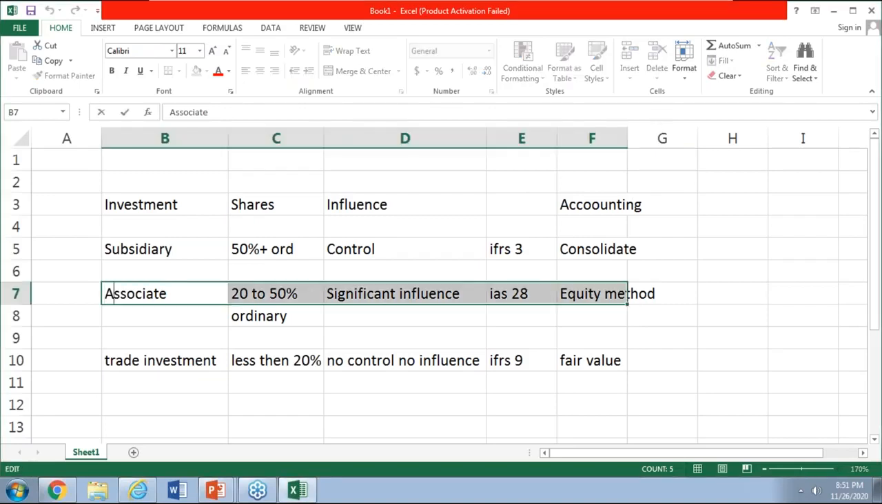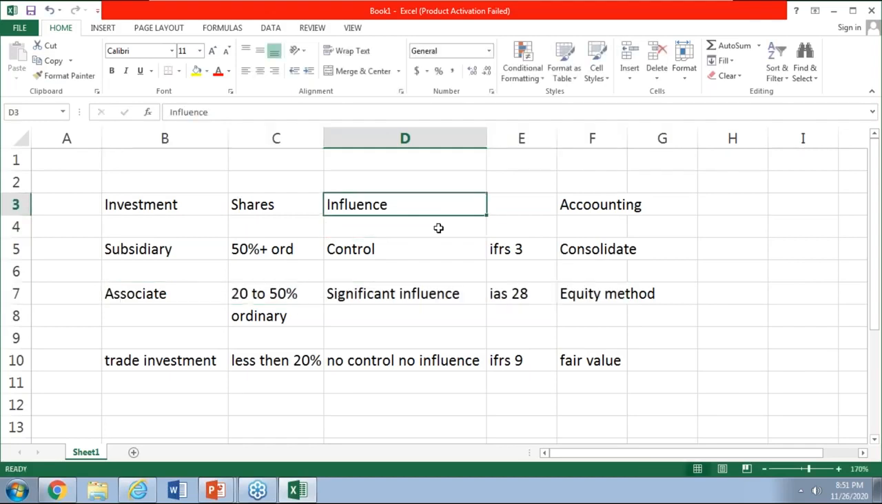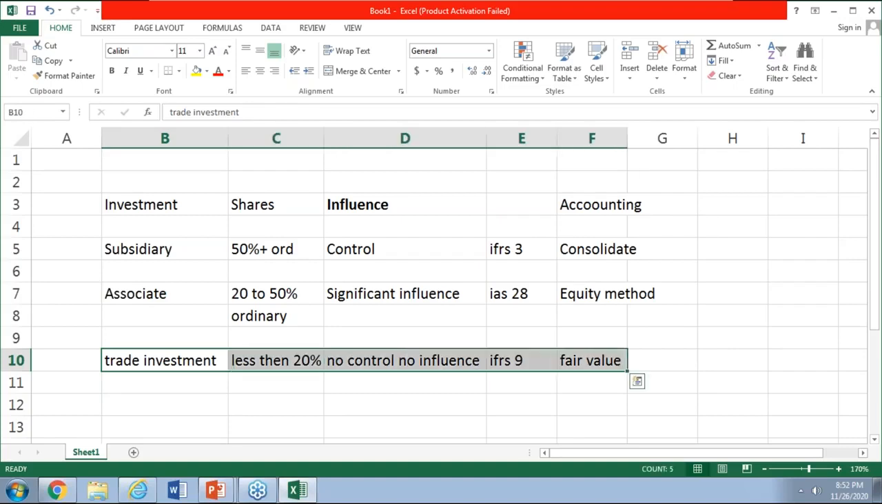If I have got 50% share, my answer will depend on the level of influence. Whether at this percentage of shares I'm controlling that company or not, whether I've got significant influence, whether I've got no control or no influence. So if I have got no control and no influence at 50% share, then it will be a trade investment.